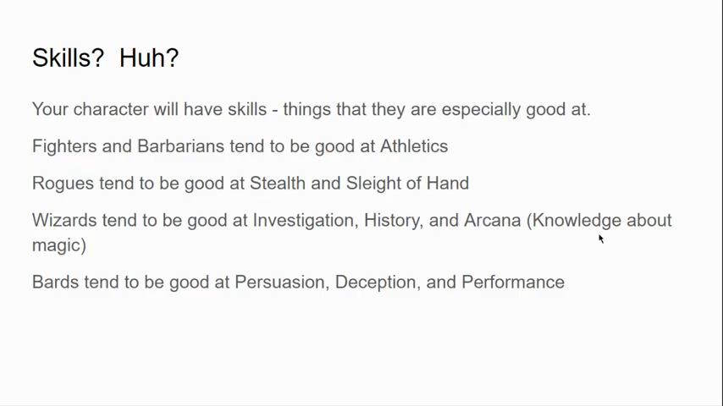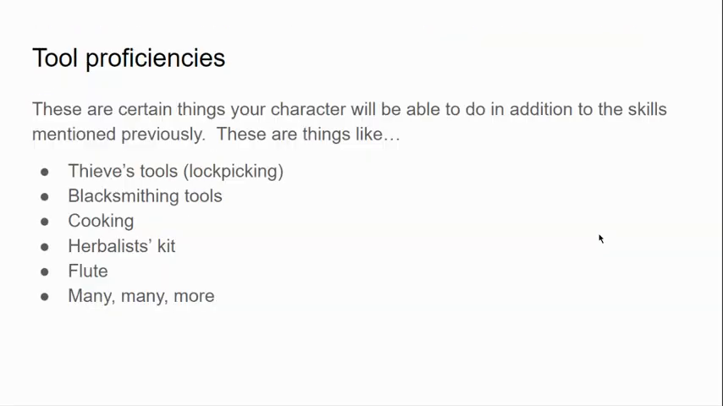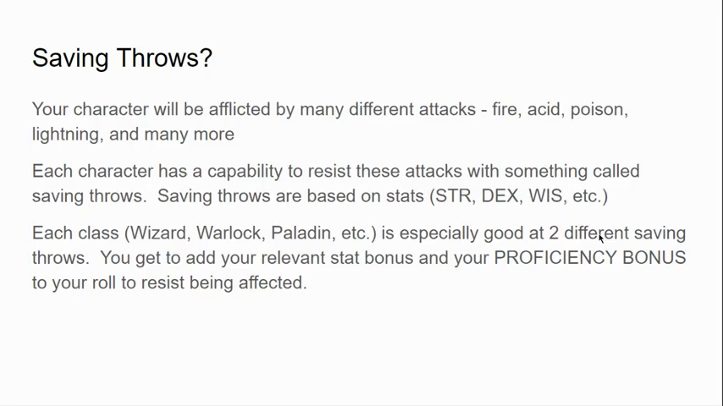We talked about skills a little bit already. I've already selected my skills. Again, it starts on page 174 if you want to take a look at that. I've got some tool proficiencies as well. I think I got a blacksmith's kit. Now these saving throws, right? This is basically how you resist any attacks that come your way, whether it's fire, acid, poison, psychic attacks, all kinds of different stuff, right?